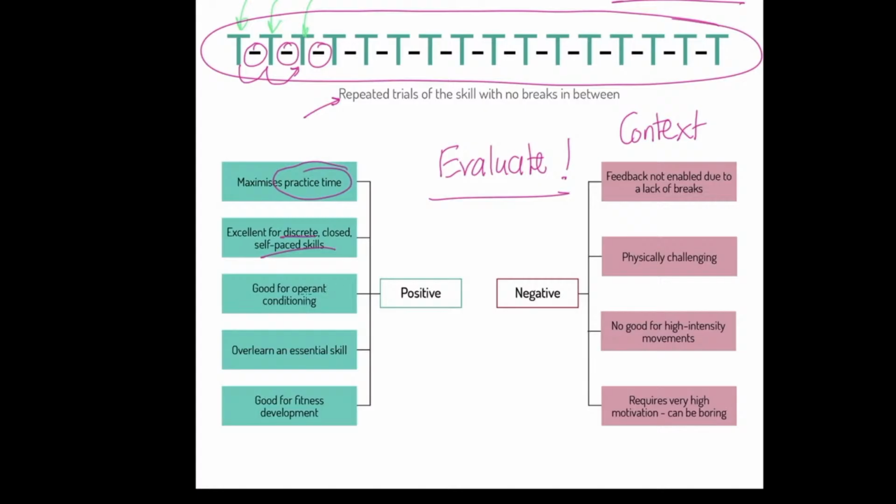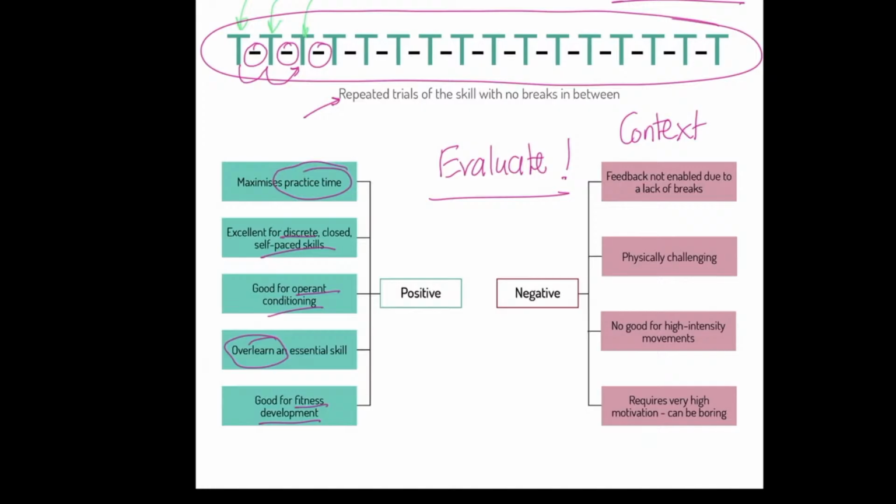I've said already, it's really good for operant conditioning because we get lots of trials in our trial and error learning. It's brilliant, and this is an essential term for you, for overlearning an essential skill. If there is a fundamental skill within a sport, I'll go back to one sport I play, table tennis. Let's go back to serving in table tennis, which is not a super powerful action, just as it is in tennis, so you don't need the breaks in between. If we want to overlearn a particular serve, we would use mass practice, and it's really good for fitness development. Notice it's developing fitness. That means if we're not fit already, this could be quite challenging, more of which in a second.